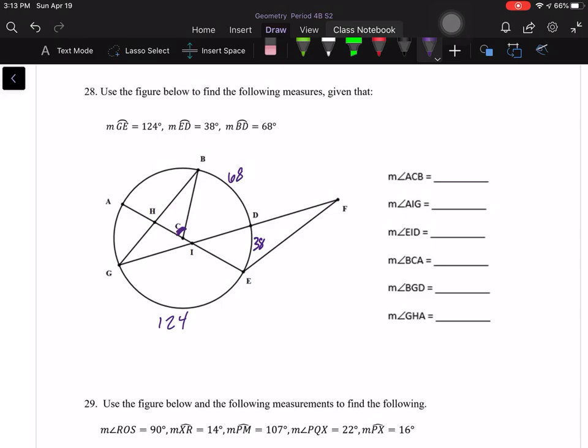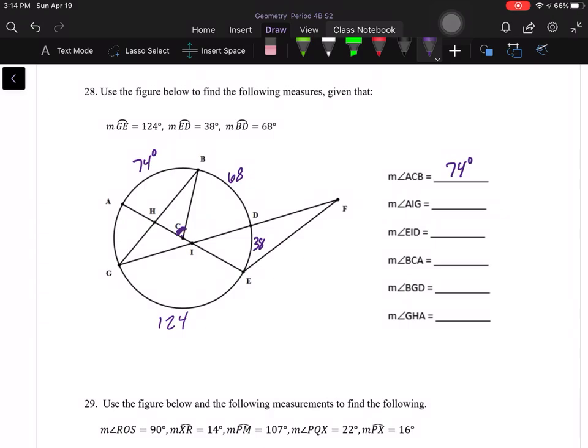I don't know that I have, oh, I do have enough information. Look at that. I know that AE, because it goes through the center at C, I know that AE is a diameter, so I can figure out this missing arc over here. So 180 minus 68 minus 38, that's going to give me 74 degrees for that arc. So then I know the central angle is also 74 degrees.